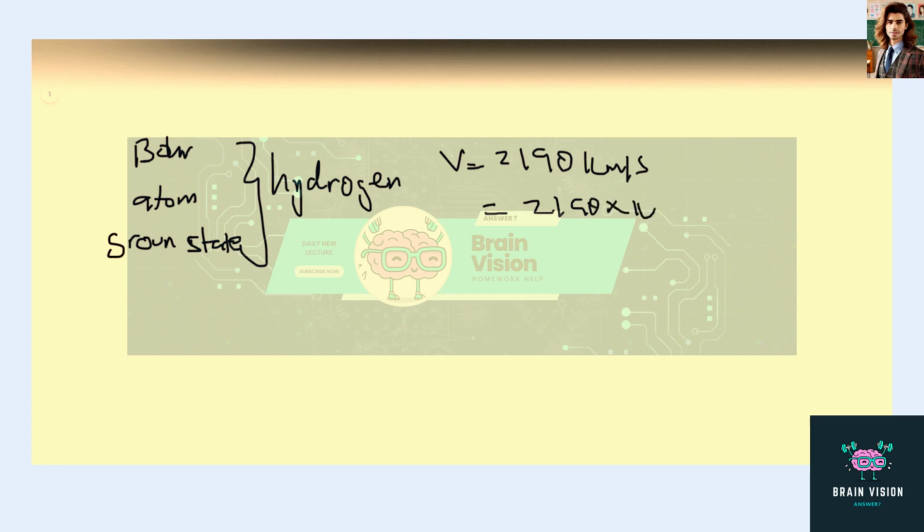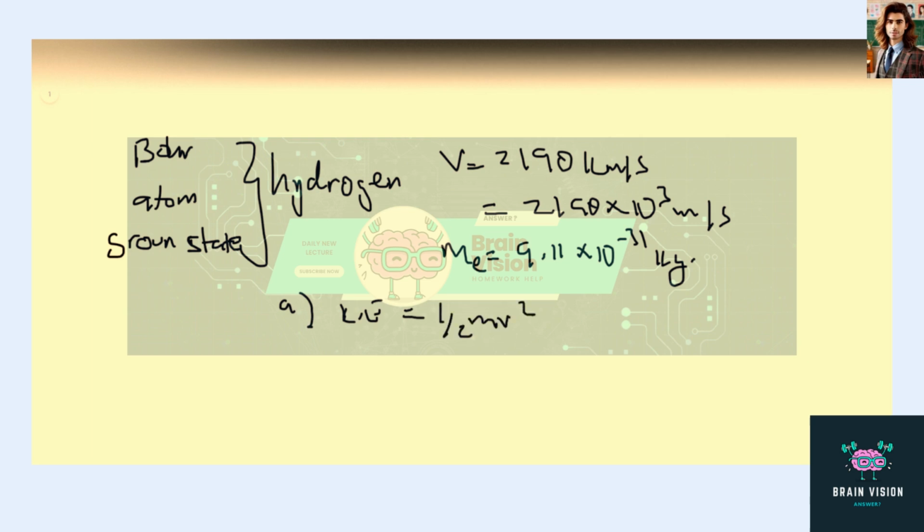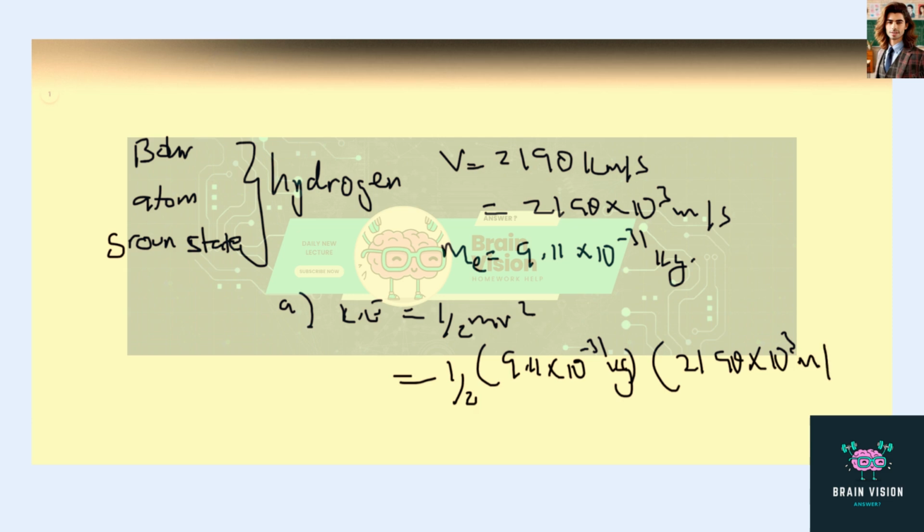2190 times 10 to the 3 meters per second. And also the mass of the electron happens to be 9.11 times 10 to the negative 31 kilograms. So the first part of the problem is to find the kinetic energy, which is given by 1/2 mv squared. We substitute those numbers. So the mass is 9.1 times 10 to the negative 31 kilograms. And then you multiply that by the velocity, which is 2190 times 10 to the 3 meters per second.